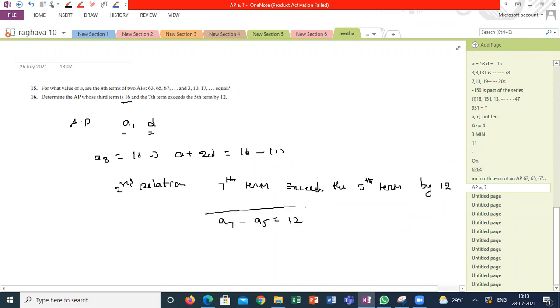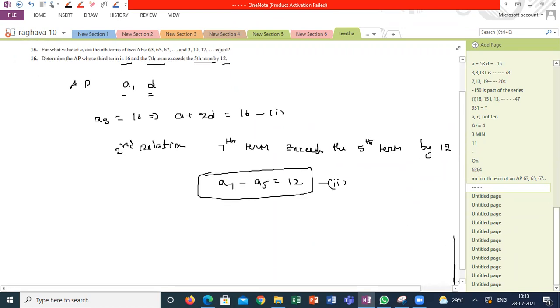I can write this. Is this the correct relation, guys? Harita, Sanayu, correct or not? A7 exceeds A5 by 12. Am I right or wrong, guys? Please, students, some response. Yes, sir.